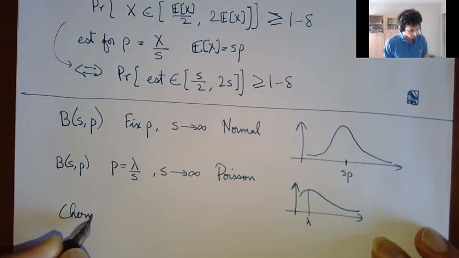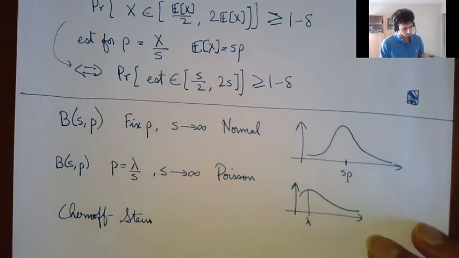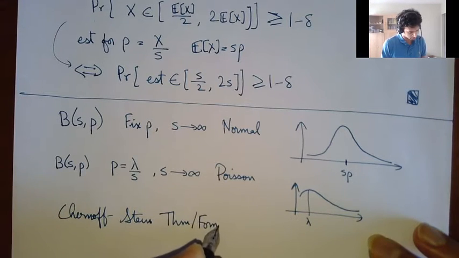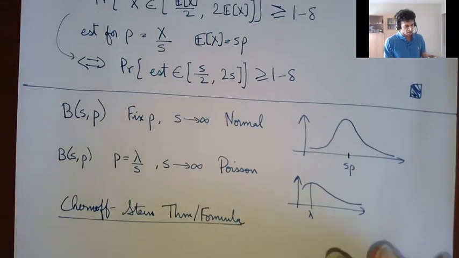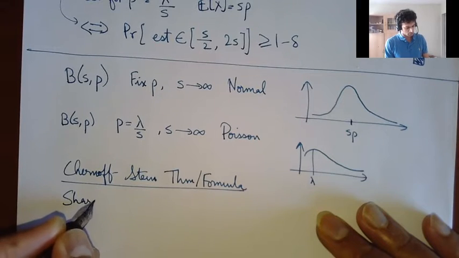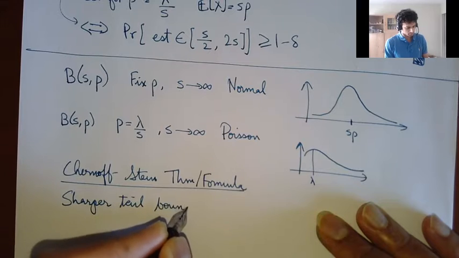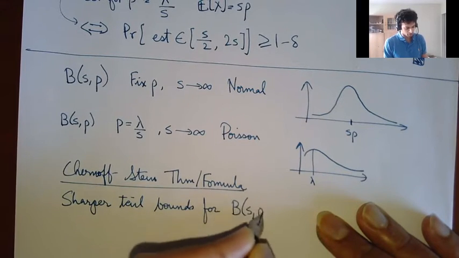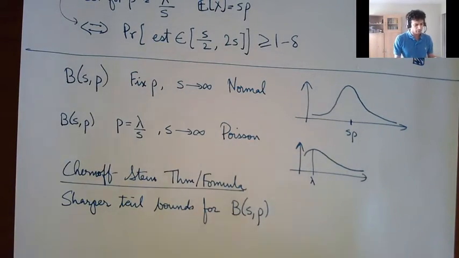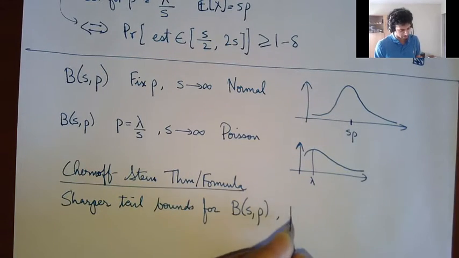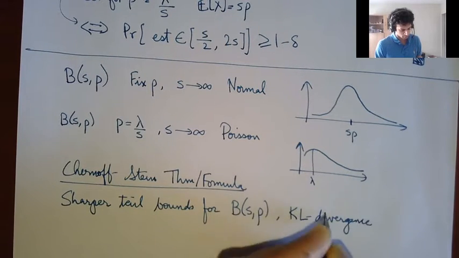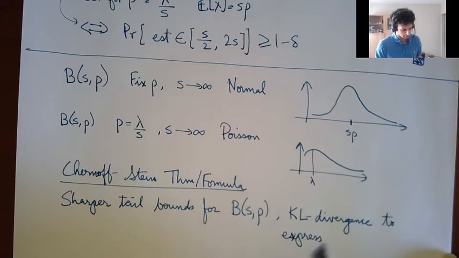And there is something called the Chernoff-Stein theorem, or I guess it might even be called the formula. This comes up in hypothesis testing, and it gives sharper tail bounds for the binomial distribution, which interpolate between these situations much more clearly. It is not as convenient to use in most of the applications that we have. You can derive the multiplicative Chernoff bound for IID trials from the Chernoff-Stein theorem, but it tends to be a little clunky to use. It uses the KL divergence to express deviation probabilities.